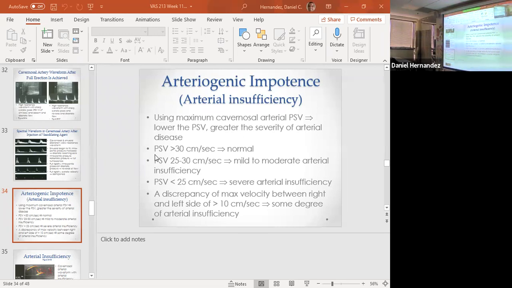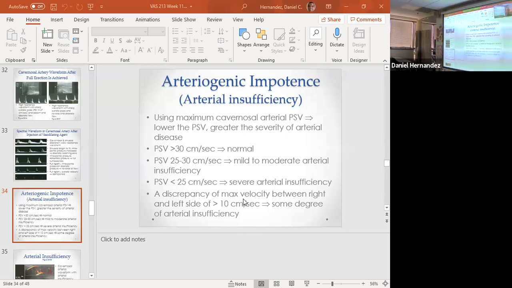So normally we should have peak systolic velocities greater than 30 centimeters per second. If the velocities are between 25 and 30 centimeters per second, this could signify mild to moderate arterial insufficiency. If those peak systolic velocities are less than 25 centimeters per second, this would be indicative of severe arterial insufficiency. So there's very poor blood supply now getting to that tissue.